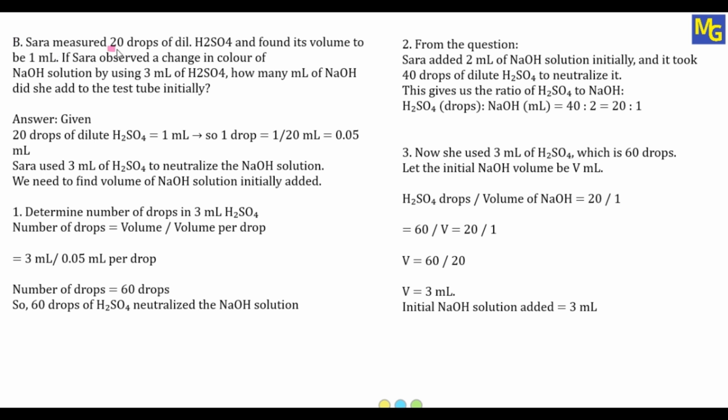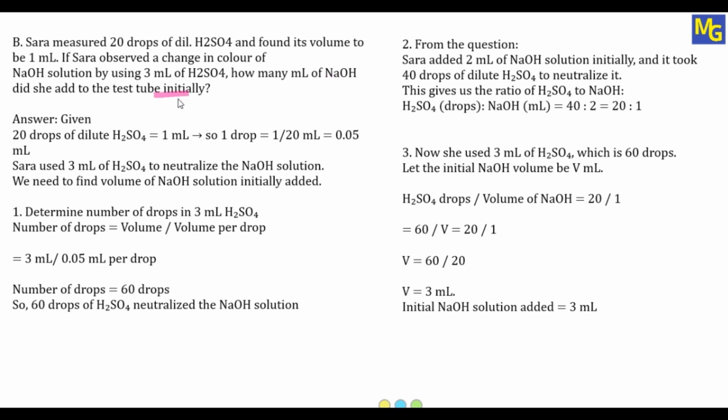Sara measured 20 drops of dilute H2SO4 and found its volume to be 1 ml. So Sara has measured 20 drops of dilute H2SO4 and she calculated in ml, so it became 1 ml. If Sara observed a change in color of NaOH solution by using 3 ml of H2SO4, how many ml of NaOH did she add to the test tube initially?